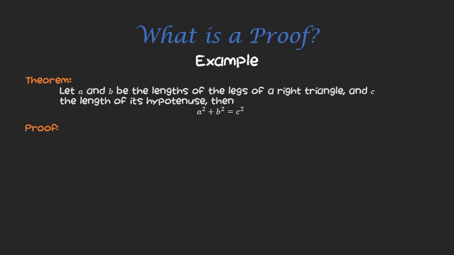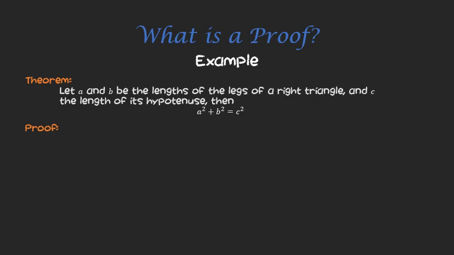So in any proof, we're going to assume some things, and then we'll proceed in a sequence of logical steps that reaches the desired conclusion. So in this case, we're assuming A and B are the lengths of the legs of a right triangle, and C is its hypotenuse. And then we'll take some steps, and ultimately we'll show that A squared plus B squared has to equal C squared.